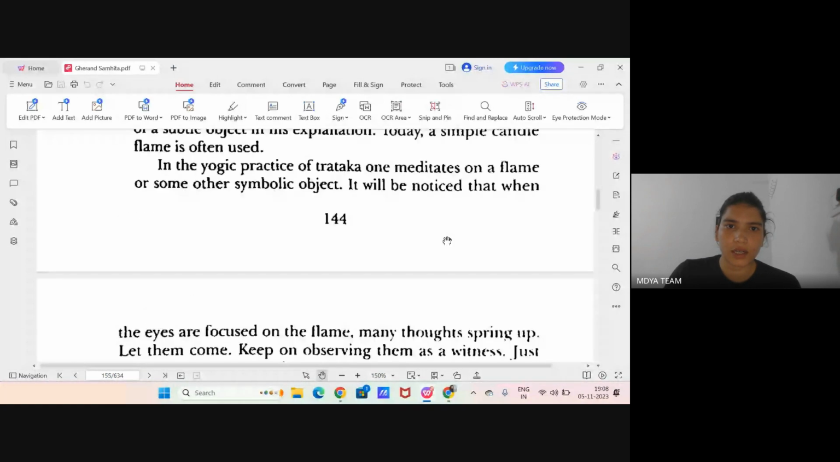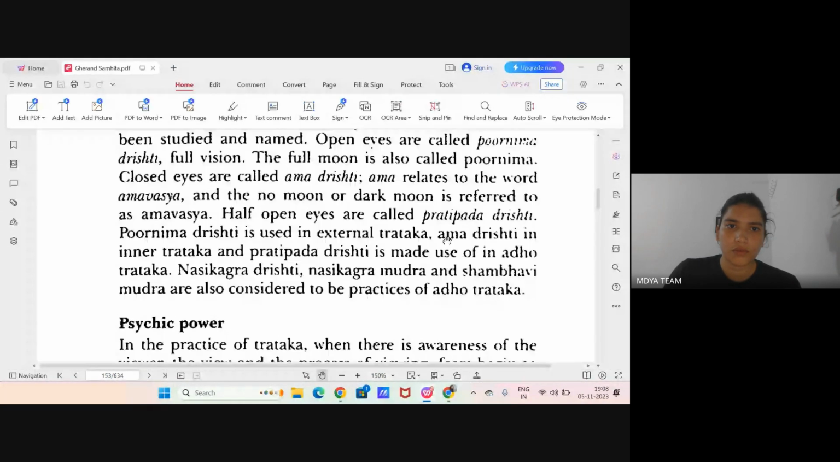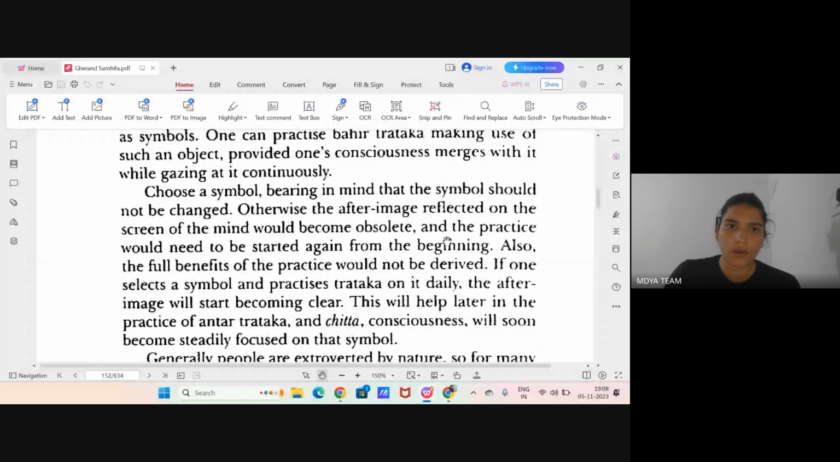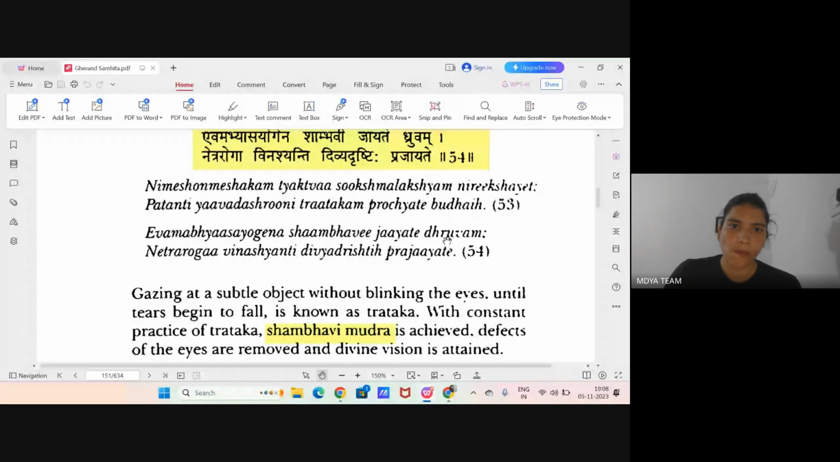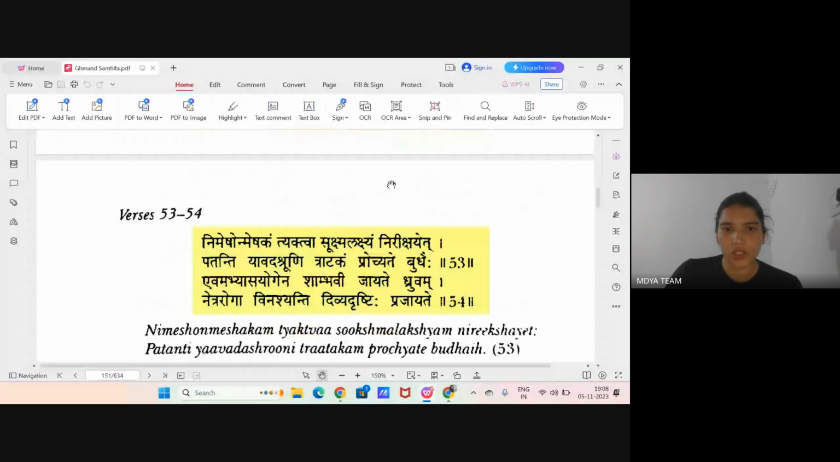So this is the Trataka. Here you can see. Well, first I will go with the sloka. Nimesh unmeshakam. Nimesh unmeshakam means you have to blink the eyelids, palak jhapkana.